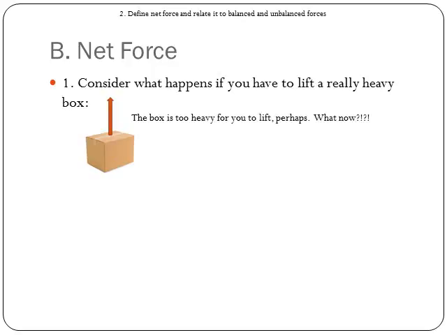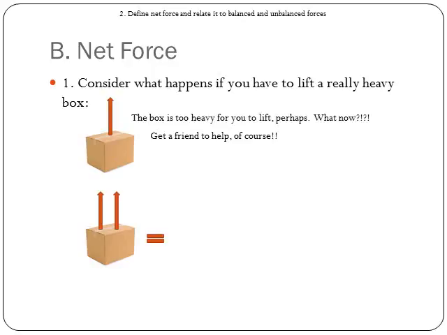Now, maybe the box is too heavy for you to lift, perhaps. So what now? Well, you're going to get a friend to help, of course. So you get your friend, and you have the box, and then if your friend's going to help you, your friend's also going to lift upwards like you did before. So now you have 2 forces pulling up on the box. Now I want you to consider what the consequence of this is, having 2 forces pulling up on the box.